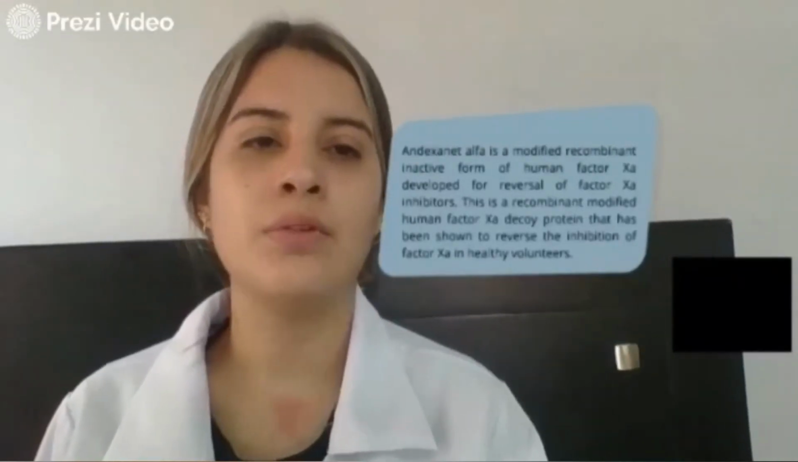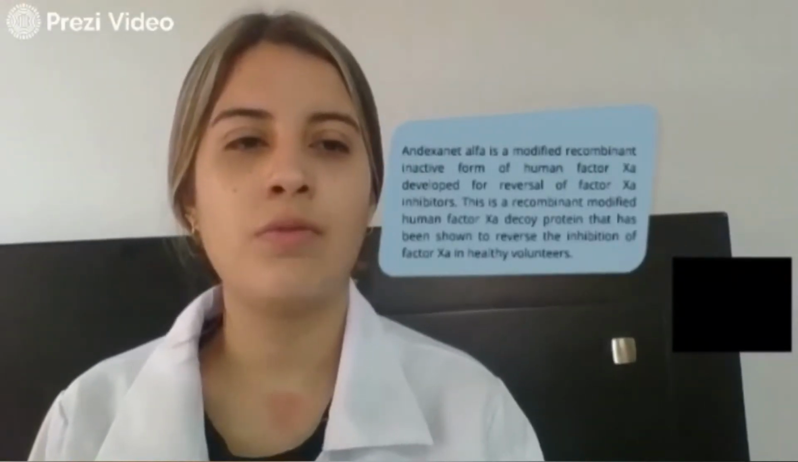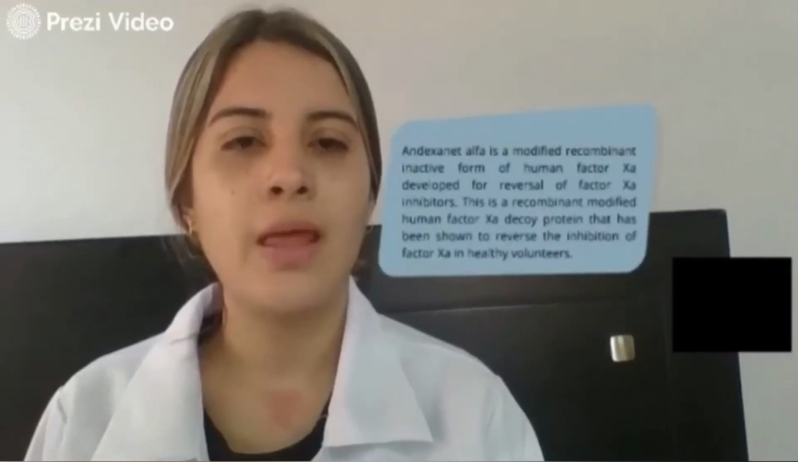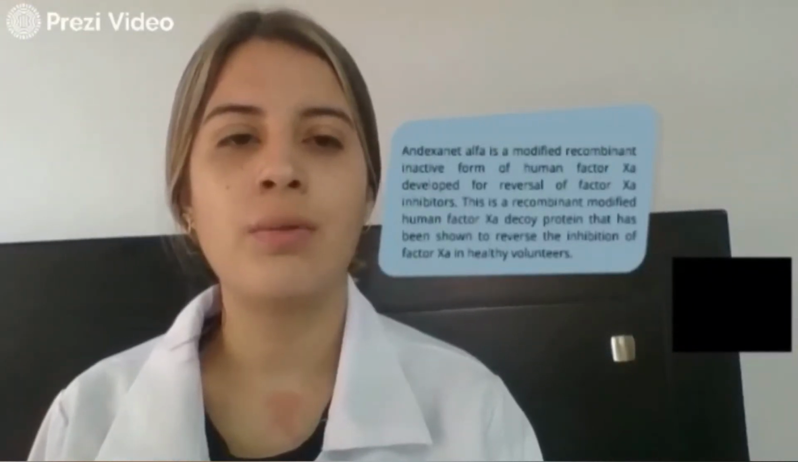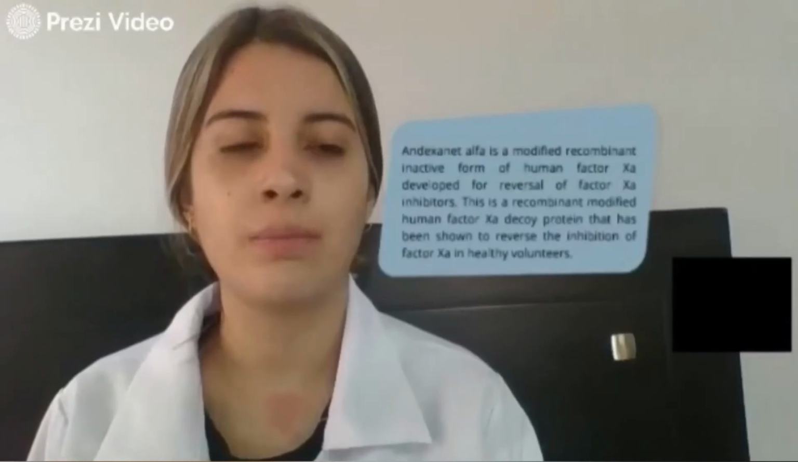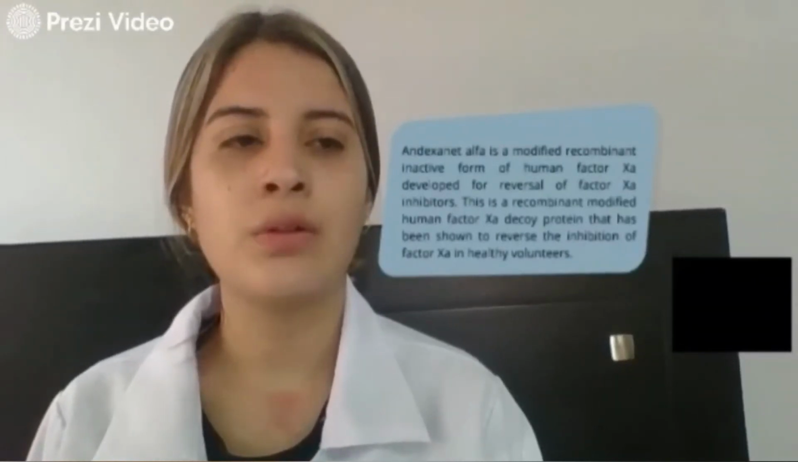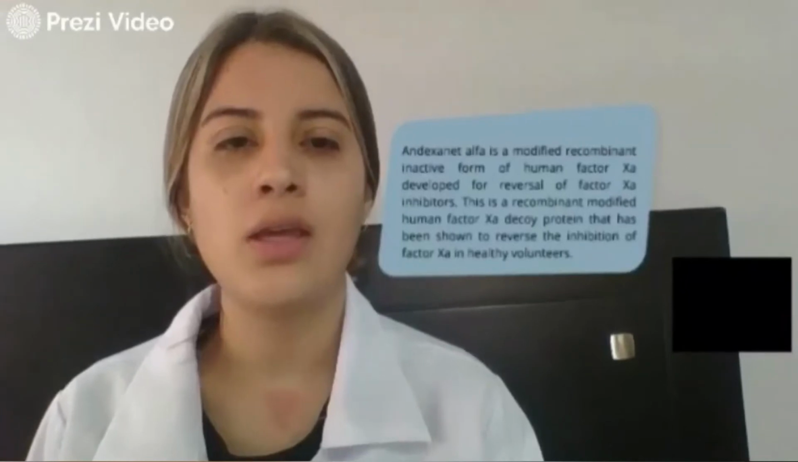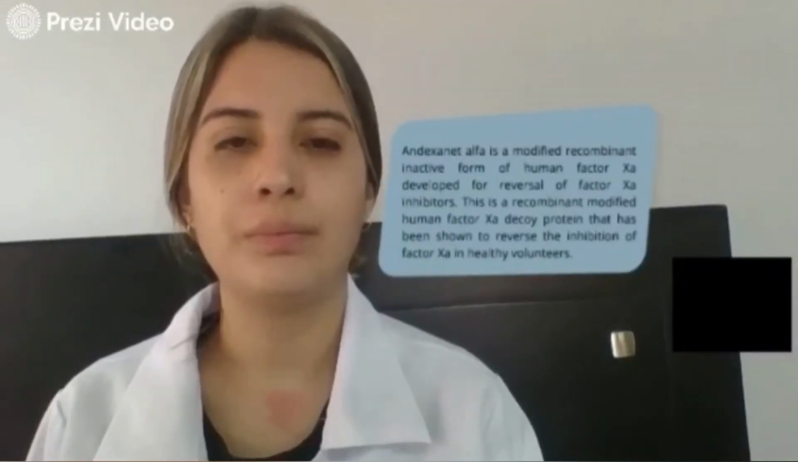Andexanet alfa is a modified recombinant inactive form of human factor Xa developed for reversal of factor Xa inhibitors. This is a recombinant modified human factor Xa decoy protein that has been shown to reverse the inhibitor of factor Xa in healthy volunteers.